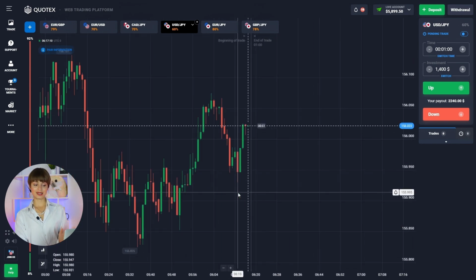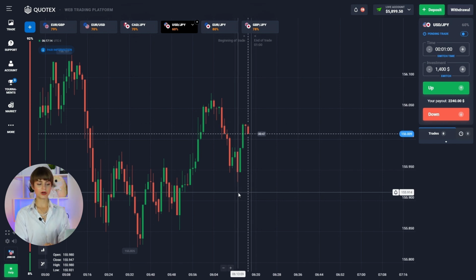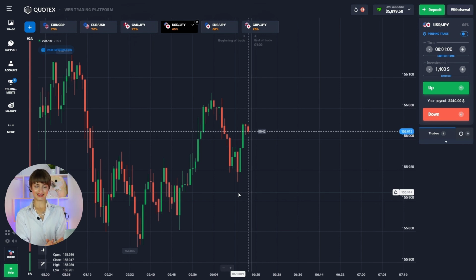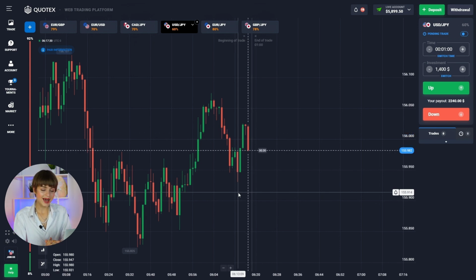So, in total of this trading session, using one simple strategy, we managed to make our balance $2,000 bigger. Oh my god, it's awesome, isn't it? And I think it totally is.